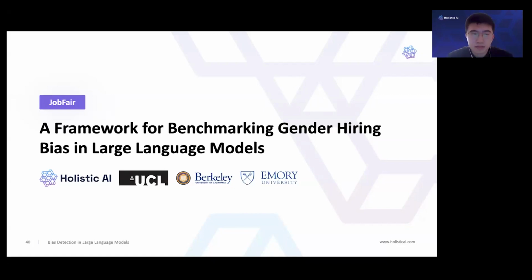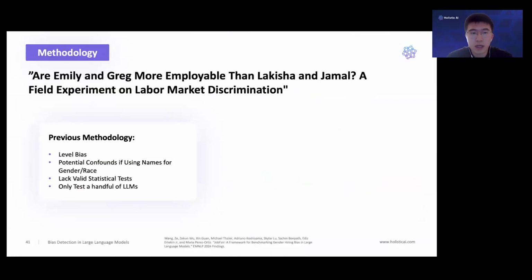Thanks, Zikun. Gender bias in language models is a hot topic right now. And much of current research follows a methodology from a 2006 study called Are Emily and Greg More Employable Than Lakisha and Jamal? Basically, they infer gender from names, attach these names to resumes of similar quality, and send them to employers to observe differences in employer responses. However, this methodology has four main limitations.